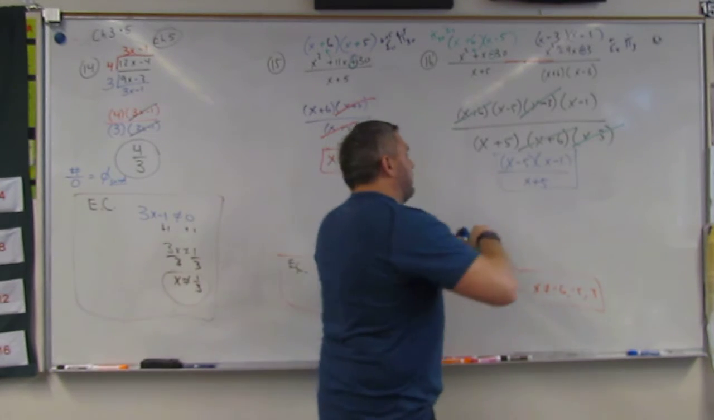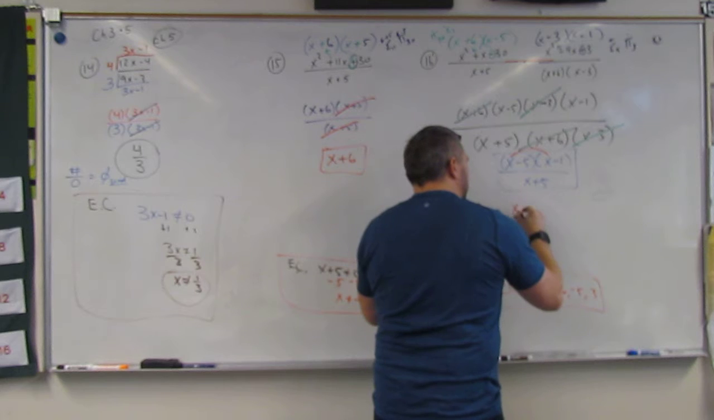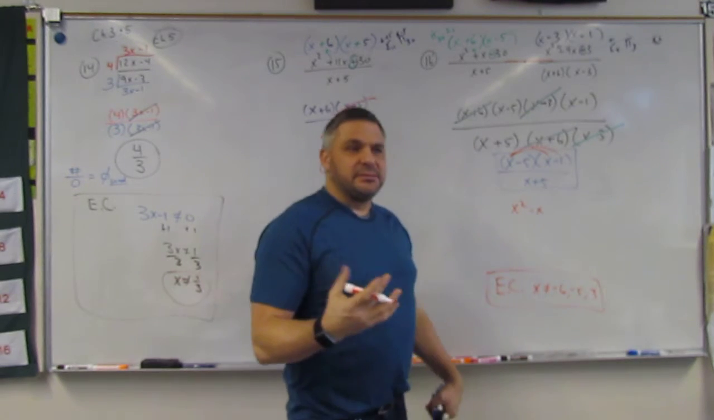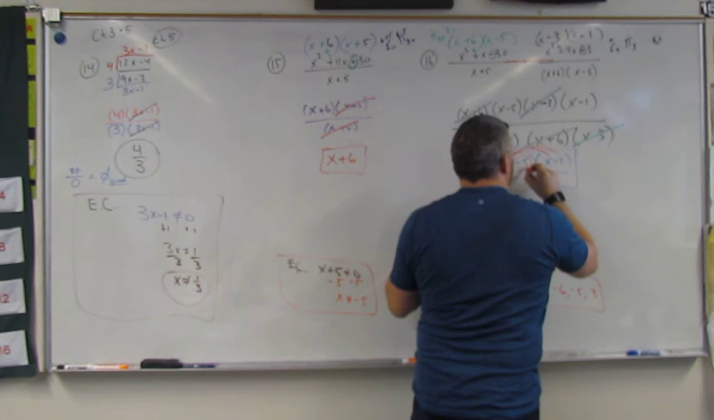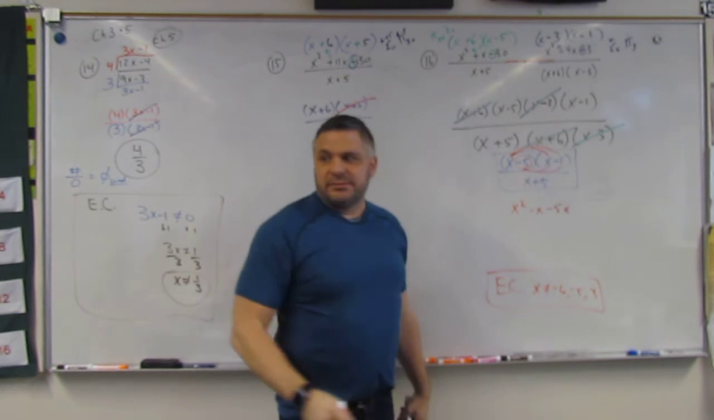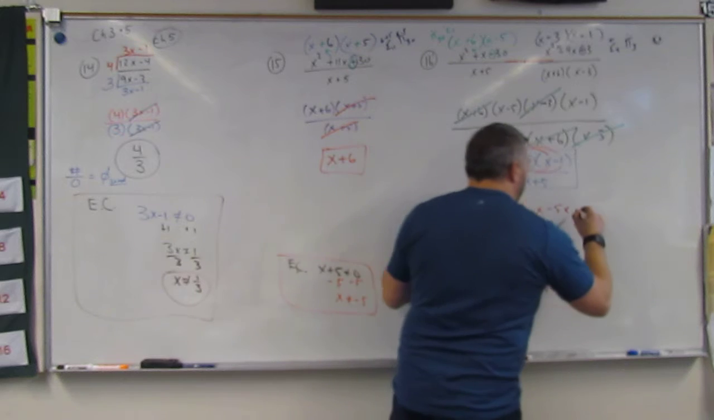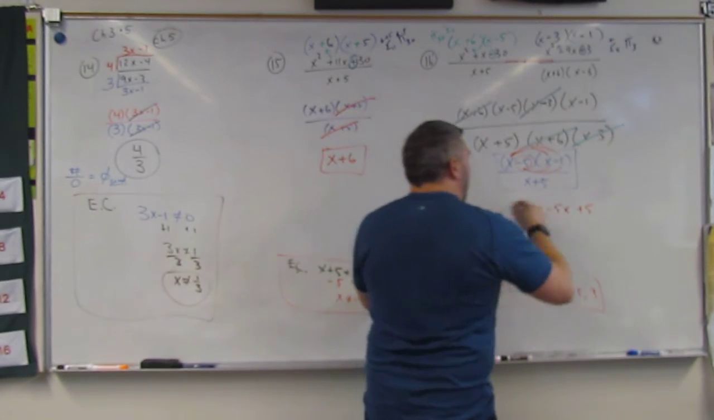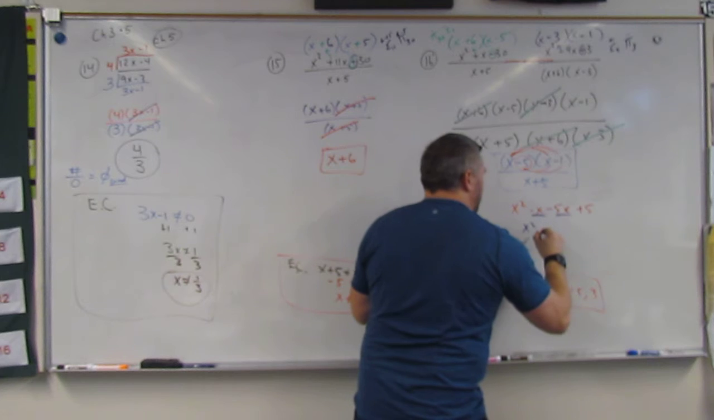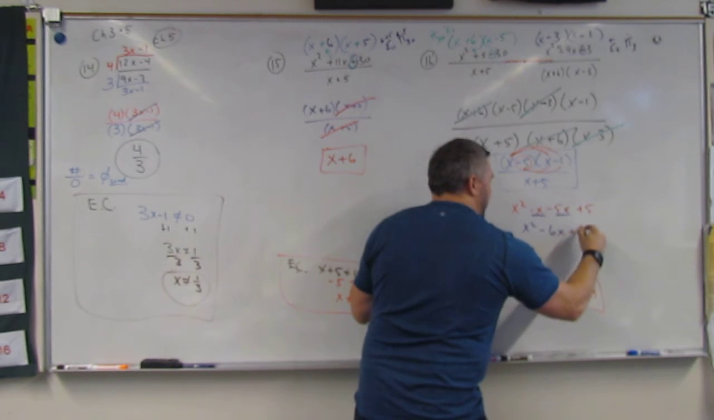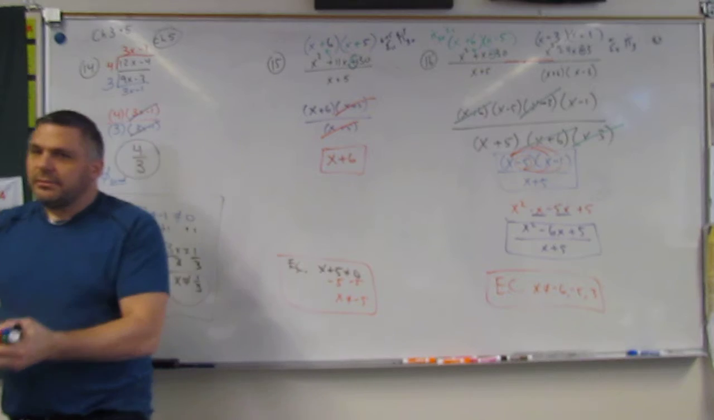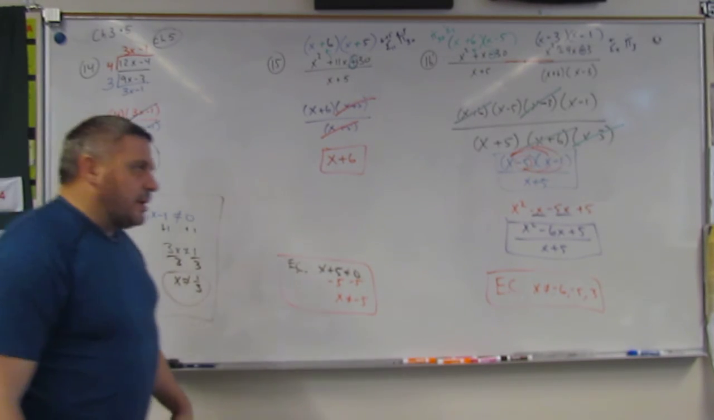Okay? So what you have to do is say, what is x times x? What's x times negative 1? Negative x. Then negative 5 times x? Negative 5x. Negative 5 times negative 1? Positive 5. So we collect our like terms. Our like terms are this and this. So I get x squared minus 6x plus 5 all over x plus 5. And that's my other answer. Okay? And there you go.